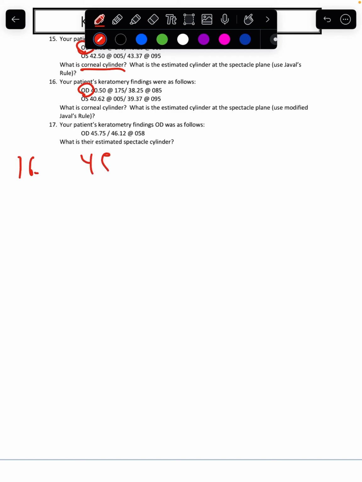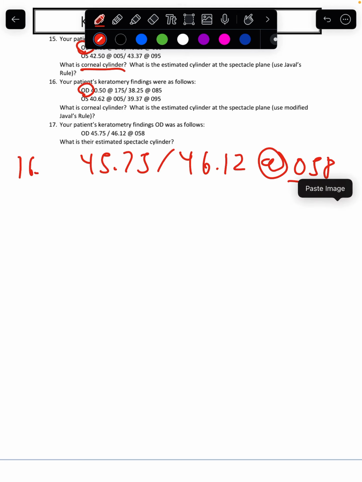we have 45.75, 46.12 at 58. So this could potentially throw you off because we're given one axis, but it's applying to this number, the 46.12. But our axis is going to apply to this number right here because it's the lower number. So that's going to be 90 degrees away. So 90 plus 58 equals 148.